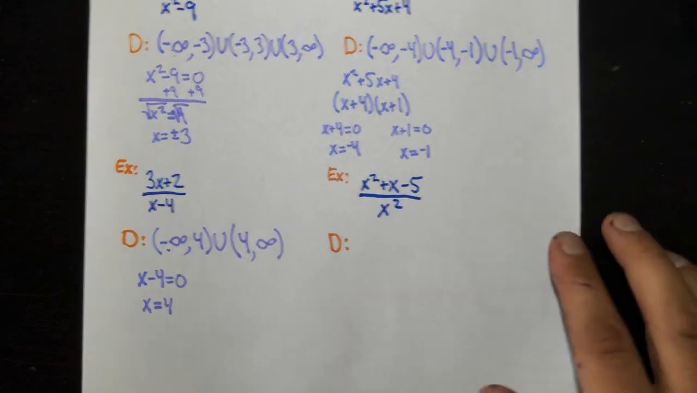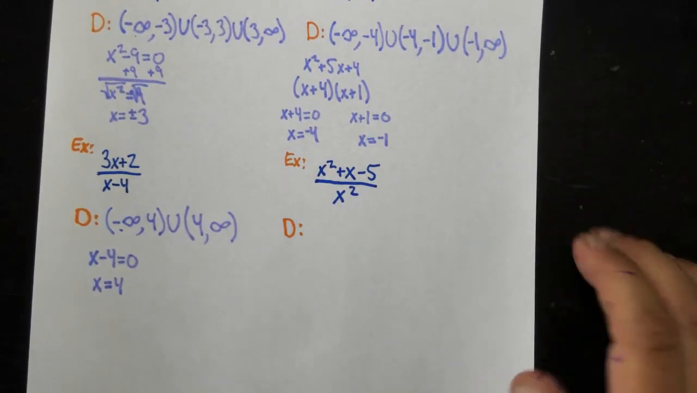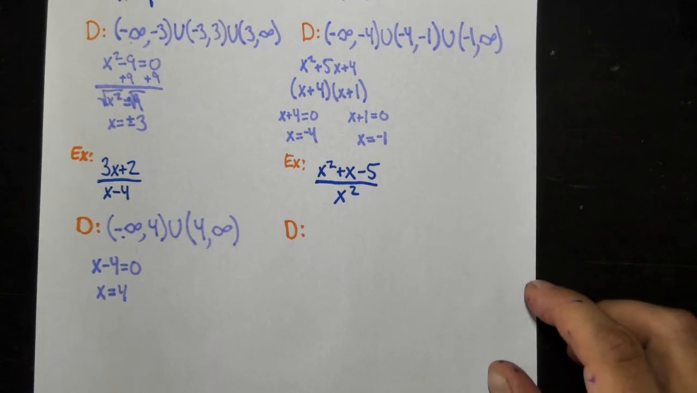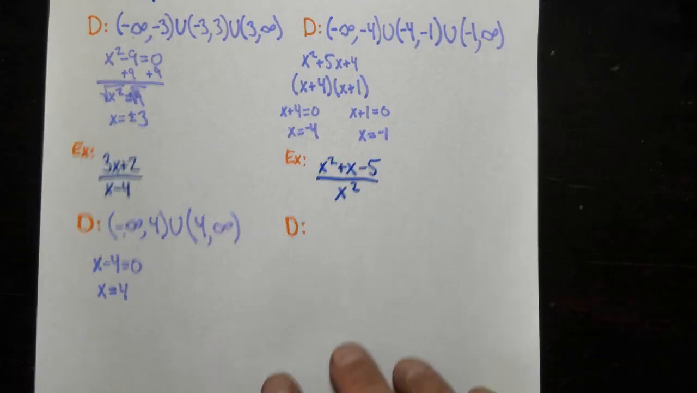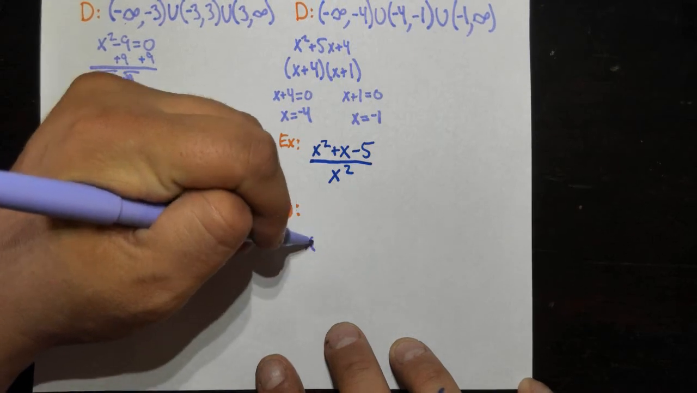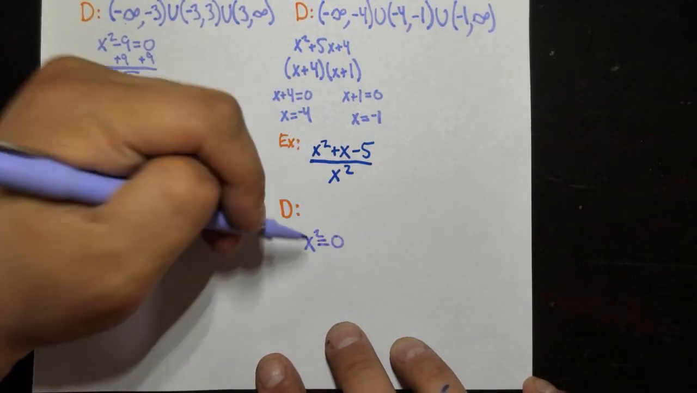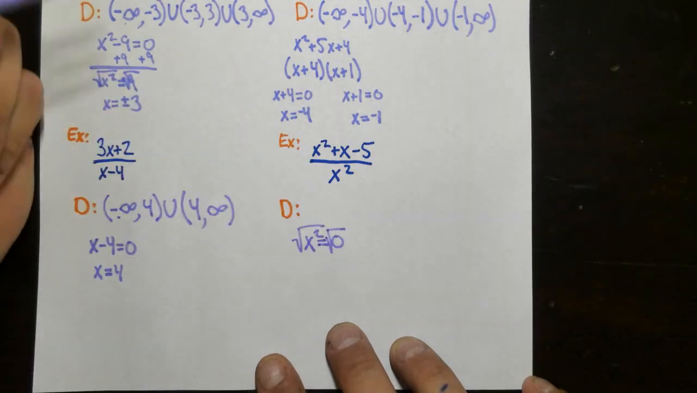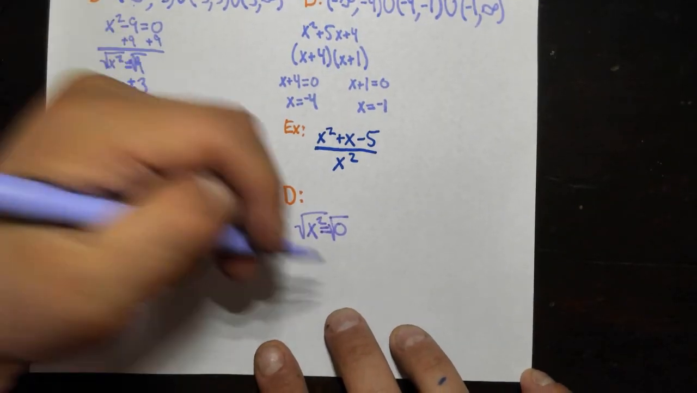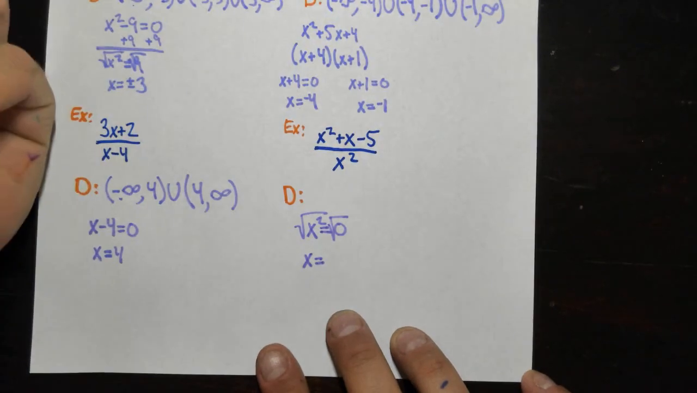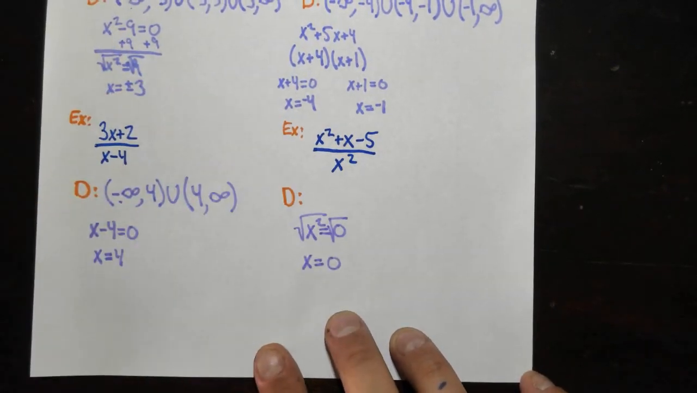So one more. Now we have x squared plus x minus 5 over x squared. We're going to set the denominator equal to 0 and solve for x. We take the square root. This is an easy one. Take the square root of both sides. X is just going to be 0.